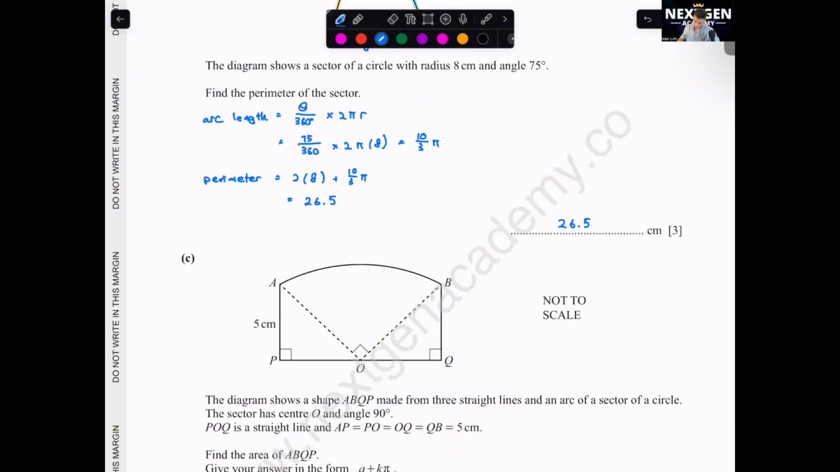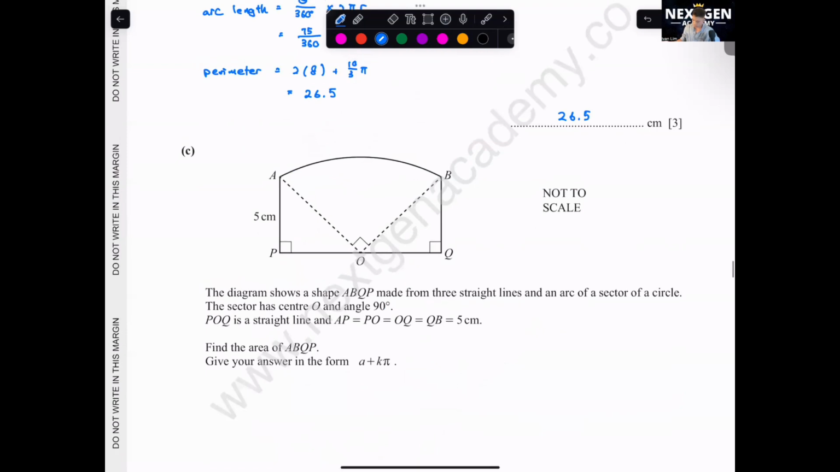Okay, question C. The diagram shows a shape ABQP made from 3 straight lines and an arc of a sector of a circle. The sector has center O and angle 90 degrees. POQ is a straight line. AP equals PO equals OQ. Okay, AP, PO, OQ, and then QB. All of these are 5 cm. So we just label this down first. 5, 5, 5. Find the area of APQB.